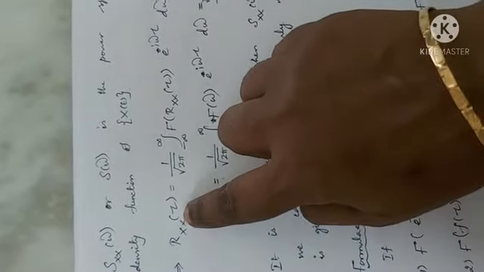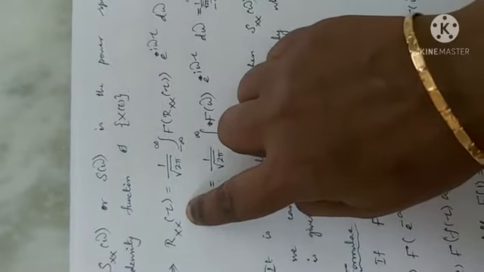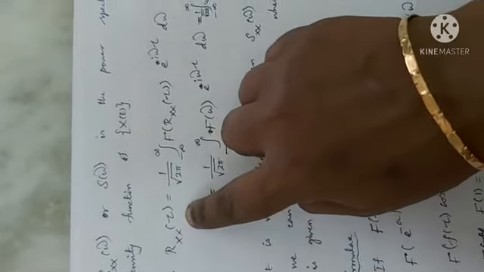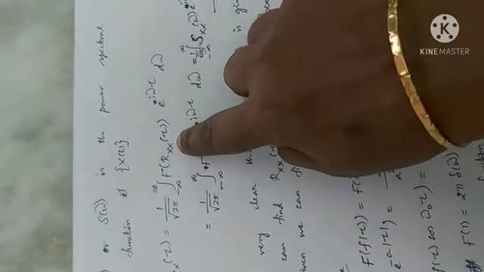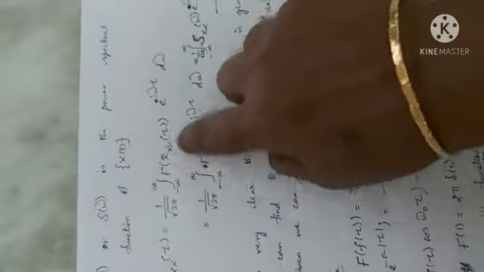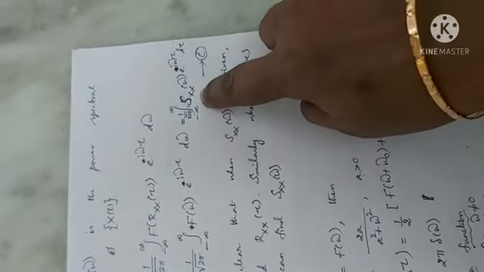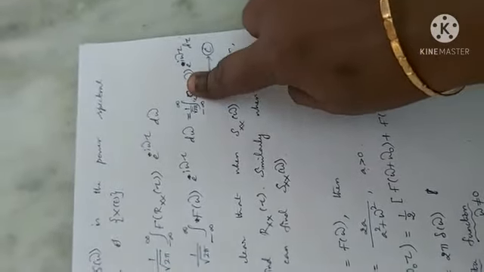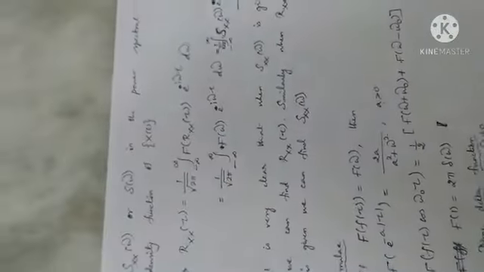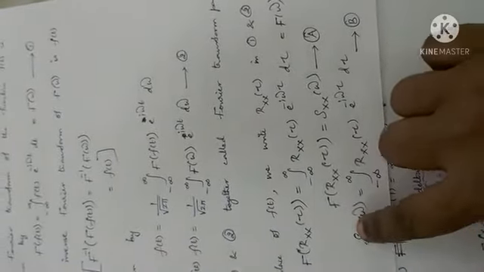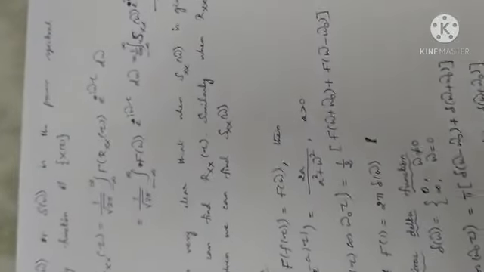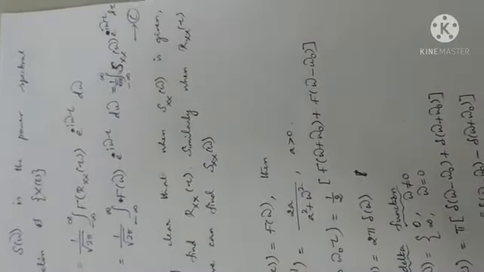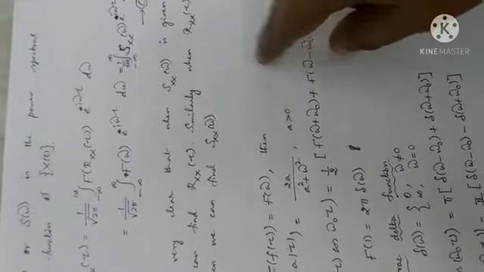When we replace f of t by Rx of tau in the inverse formula, Rx of tau is 1 by root of 2 pi integral of the Fourier transform of Rx of tau. This Fourier transform of Rx of tau is Sx of omega. So when Sx of omega is given, we can find Rx of tau. When Rx of tau is given, we can find Sx of omega. This shows that when the autocorrelation function is given, we can find the power spectral density, and when the power spectral density function is given, we can find the autocorrelation function.